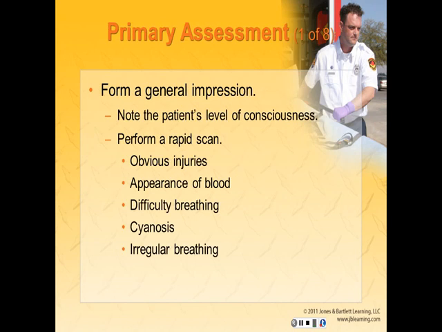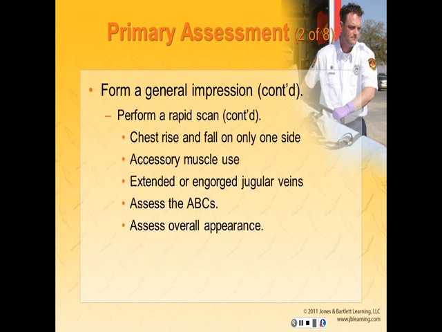Form your general impression. Note your patient's level of consciousness, perform a rapid scan, looking for obvious injuries, appearance of blood, difficulty breathing, and cyanosis, as well as irregular breathing. Look for chest rise and fall on only one side, accessory muscle use, and extended or engorged external jugular veins. Assess the airway, breathing, and circulation, which is the ABCs. Also assess the patient's overall appearance and ask, how sick is this patient?